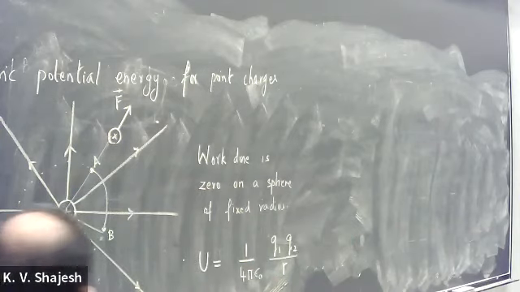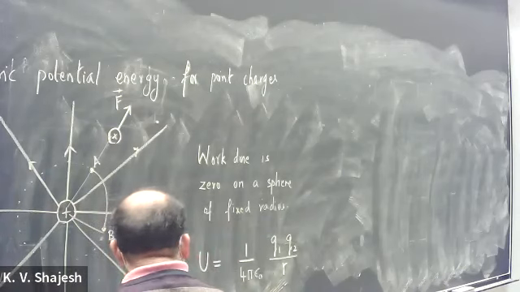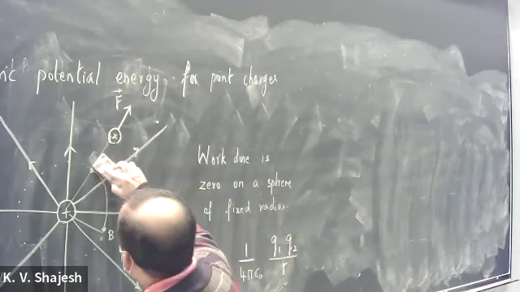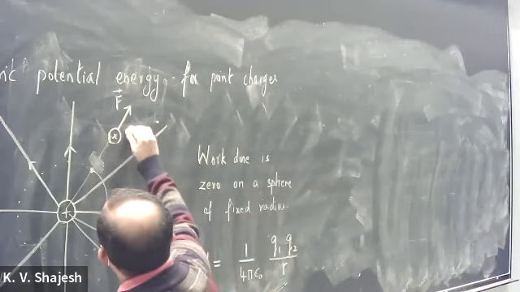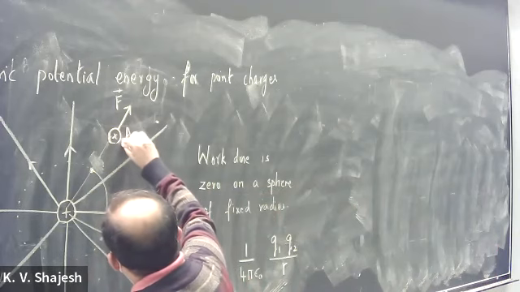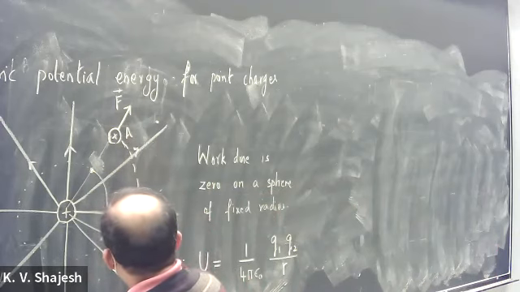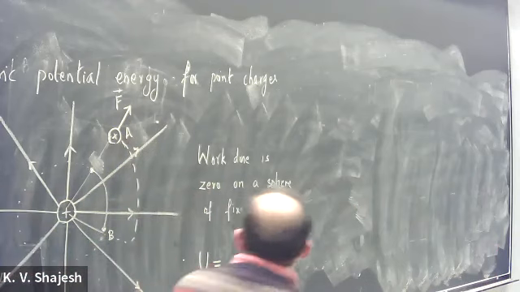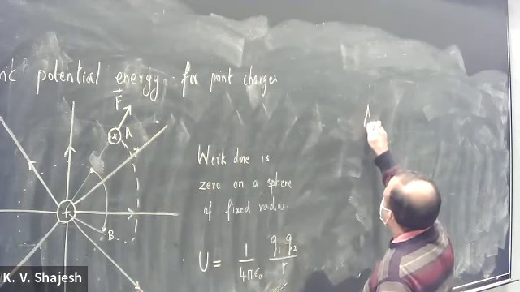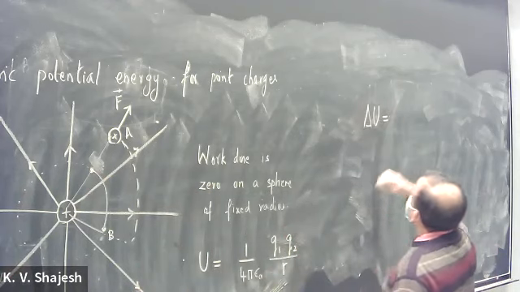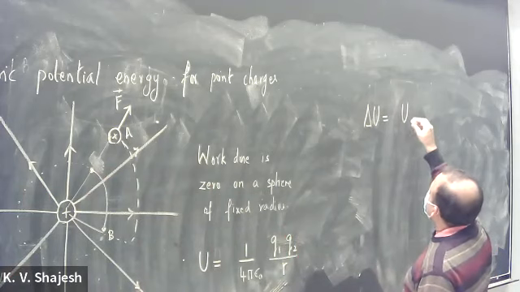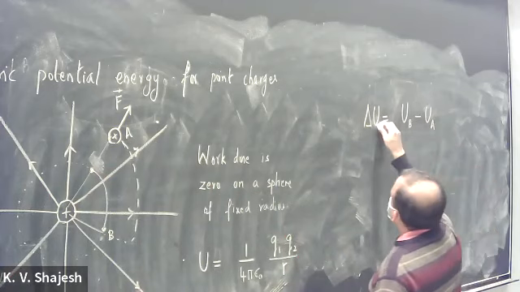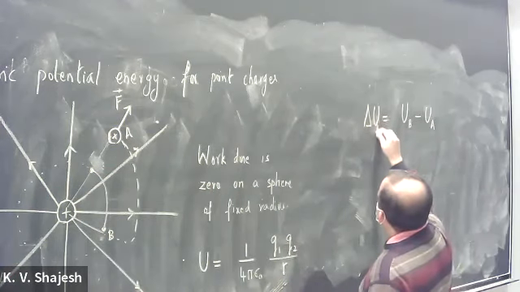What is the change in potential energy between points A and B? So now let me change the points A and B. Let's say this is point A, and that's point B. So that's another circle. This is another circle. So the change in potential energy would be equal to U of B minus U of A. So I'm going from A to B.